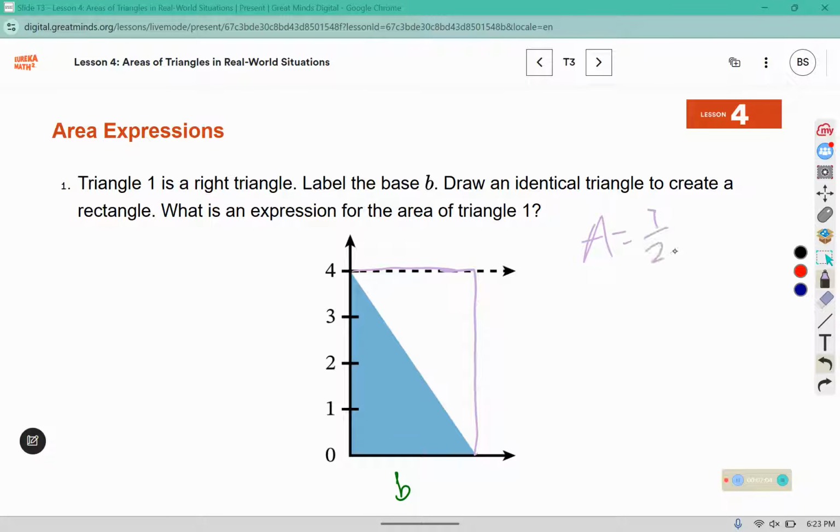We have 1/2 the base times the height. An expression does not include the equal sign. And in this case, the base is B, but the height is 4. So we could have 1/2 times B times 4 as an expression, or we can think of half of 4 is 2. So the expression could also say 2 times B.